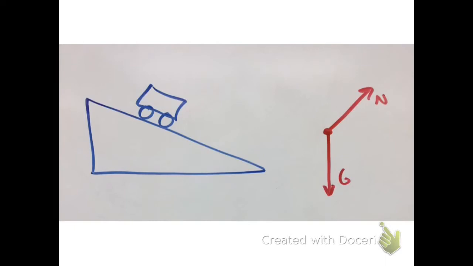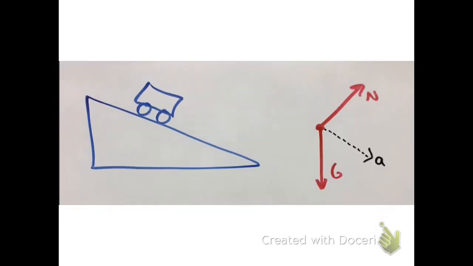Now, for this box on a ramp, what would be the direction of the acceleration? Well, the acceleration would be down and to the right, because when the cart is free to move, it's going to accelerate down the ramp in that down and to the right direction.